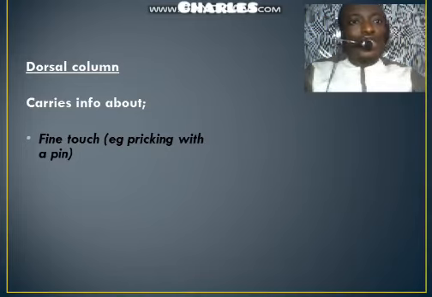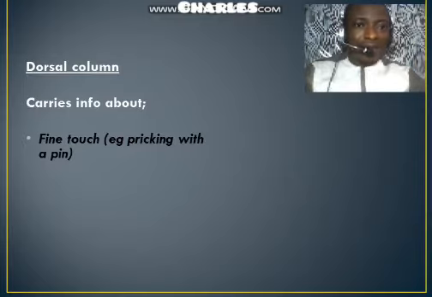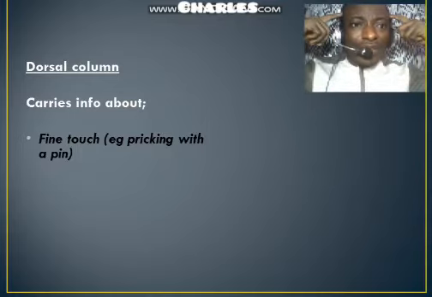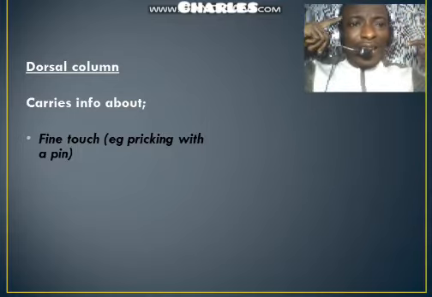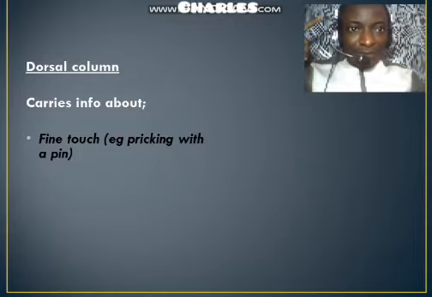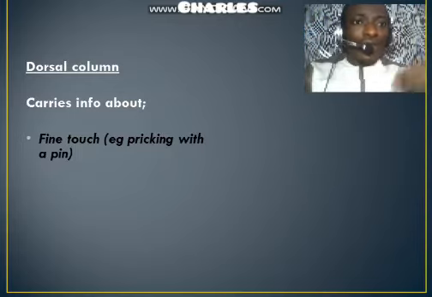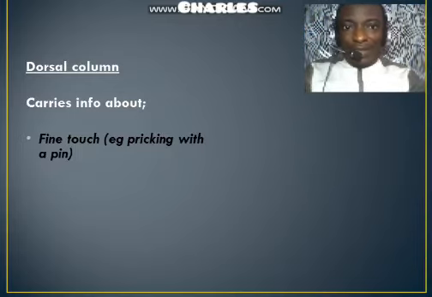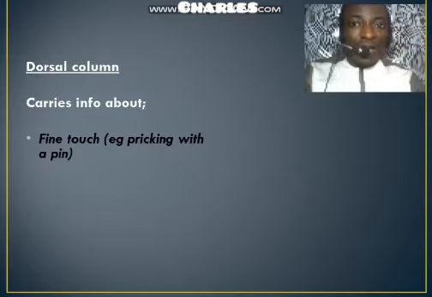If I use a sharp knife to cut Obina's hand, of course he's going to scream. You know, the sensation goes straight to the brain and with a very high conduction speed. Alright, so this type of sensation, fine touch, is carried by the dorsal column lemniscal system.